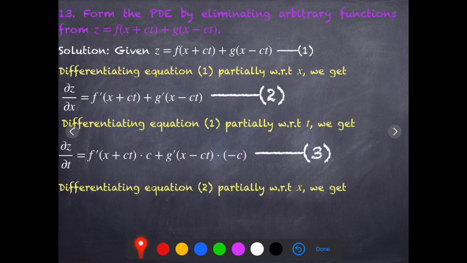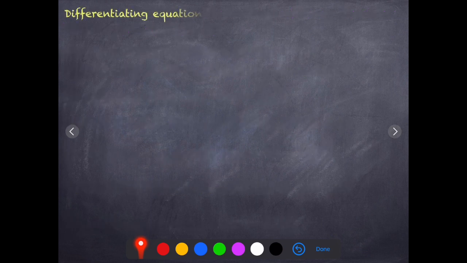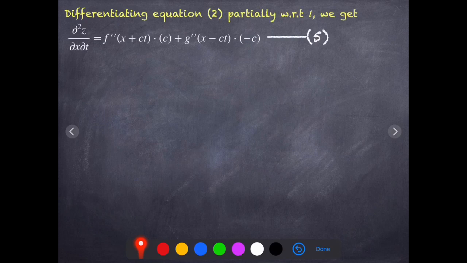of (x + ct) into c plus g' of (x − ct) into −c. Okay, differentiation of f becomes f' and ct becomes c, and here also −c. Now differentiating 2 with respect to x, we get f'' + g''. Now differentiating equation number 2 partially with respect to t, I will get a mixed partial derivative ∂²z/∂x∂t = f'' of (x + ct) into c, g'' of (x − ct) into −c.